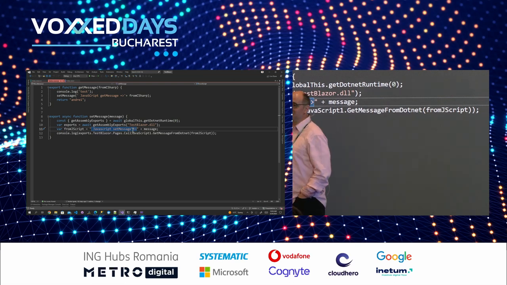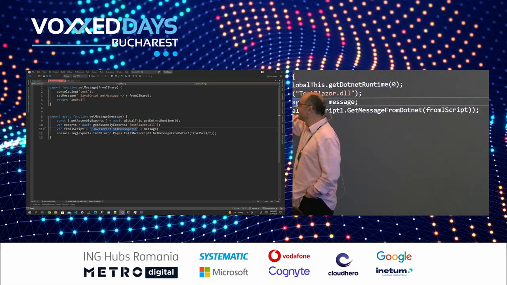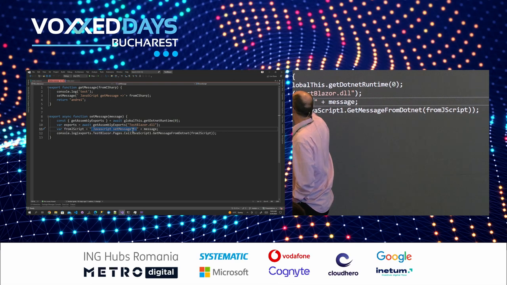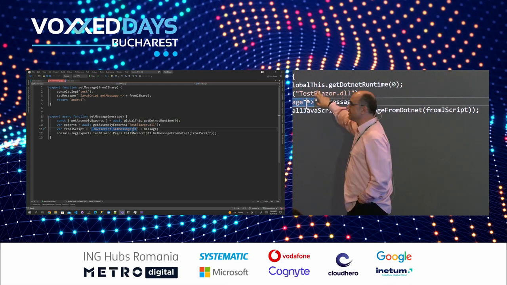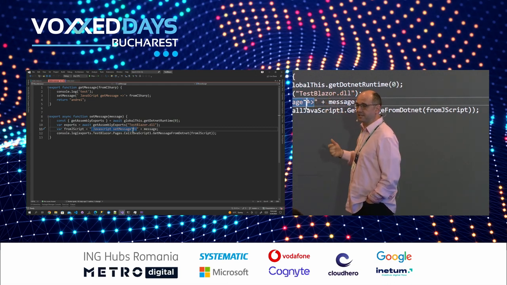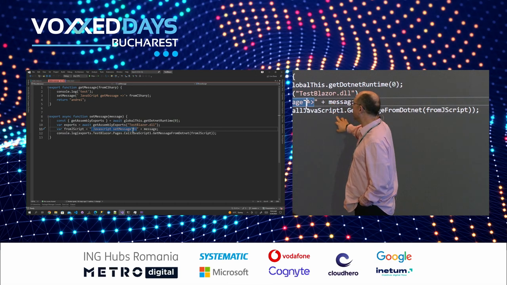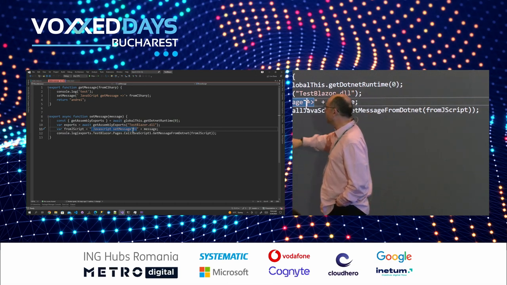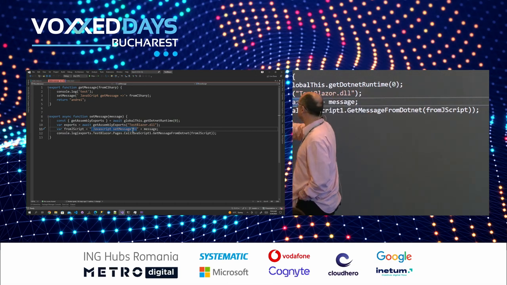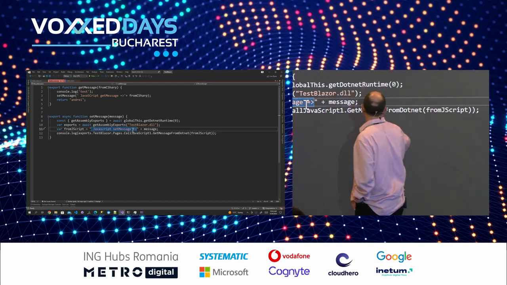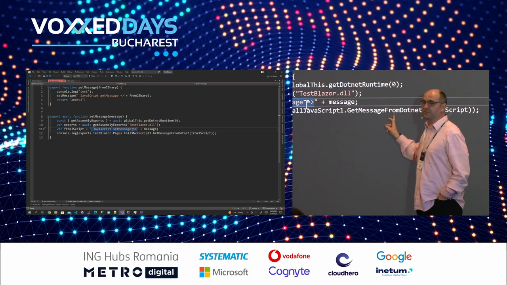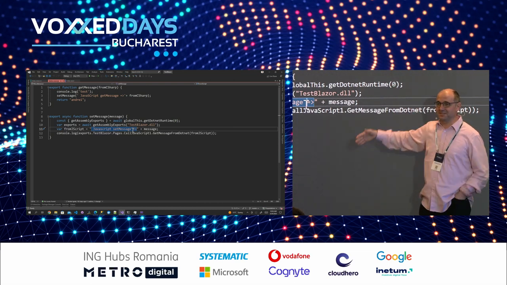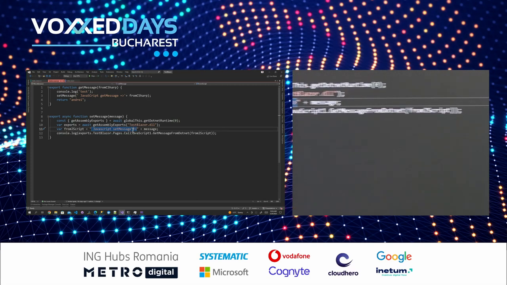What does set message do? I don't know, believe me. Set message imports the global .NET runtime and says, give me the test Blazor DLL, this DLL that I have here, the project. And what I have exports: test Blazor, pages, call JavaScript, get message from .NET. And it calls this function, get message from .NET, that you don't see here in JavaScript. Where is this function, get message from .NET?